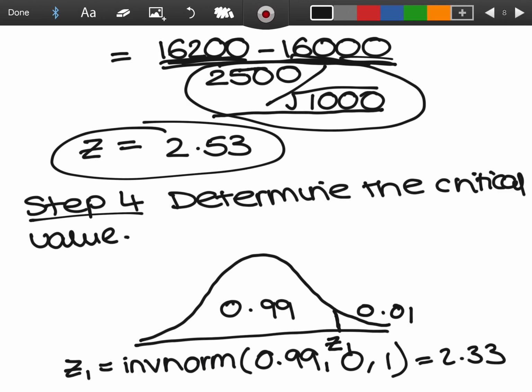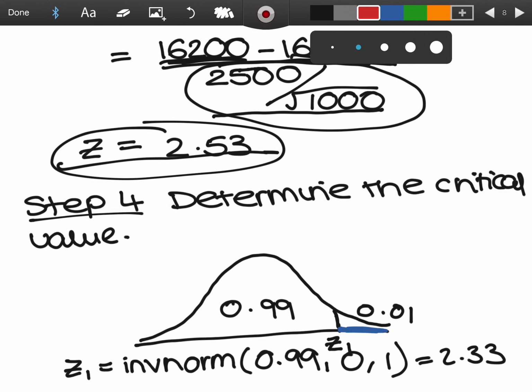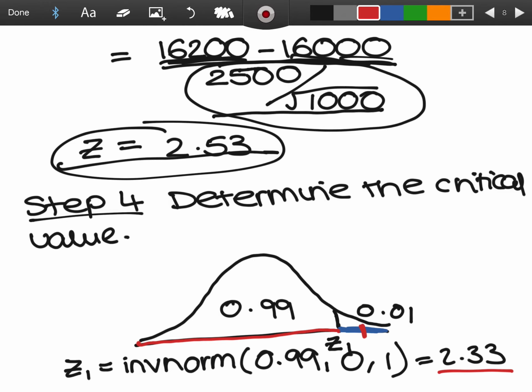Step 5 is to determine whether we want to reject our null hypothesis or not. So you have to look at whether the test statistic, this z value, falls in that danger zone, that intolerance zone, or not. Does it fall in the range where we would reject our null hypothesis, or do we fail to reject the null hypothesis and still think that the mean is 16,000? Well, in this case, z is 2.53. That is above 2.33, so we know that our test statistic falls up here.